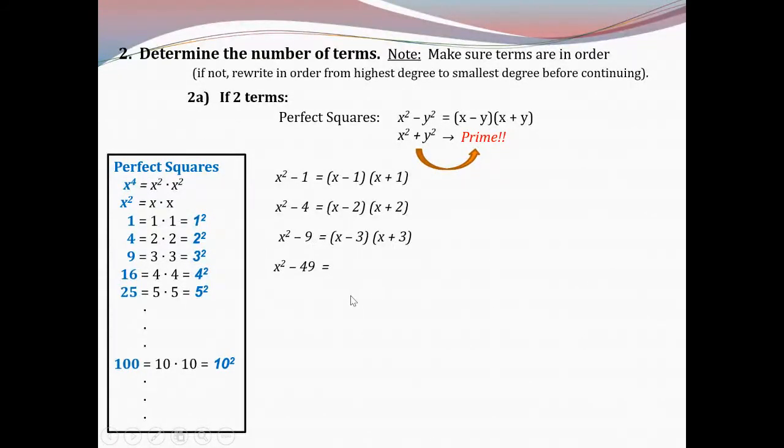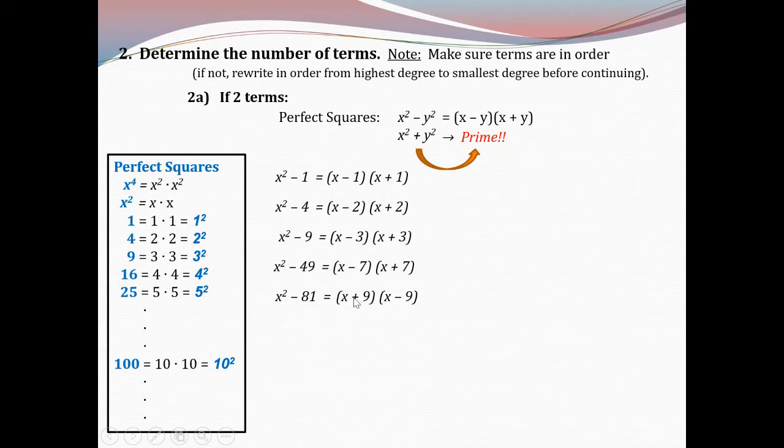Okay, now, please write in the chat, what do you think x squared minus 49 will be? Someone, please. Very good, Jacob. X minus 7 and x plus 7. How about this one here? X squared minus 81. What do you guys think? Very good, Mr. Smith, x plus 9.